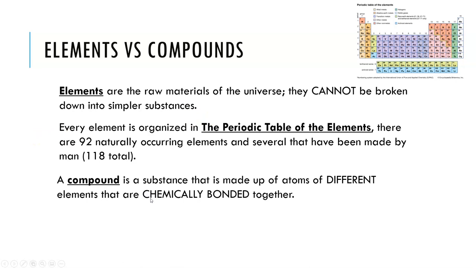Now let's talk about a compound. A compound is a substance that's made up of different atoms that are chemically bonded together. So I'm just going to switch to my document camera to just illustrate the difference between elements and compounds.